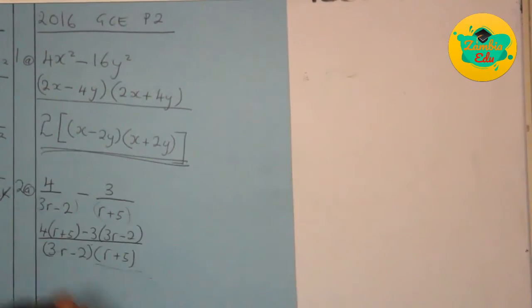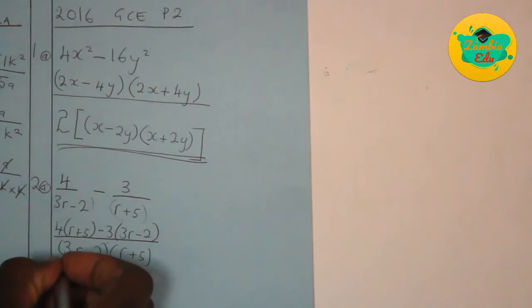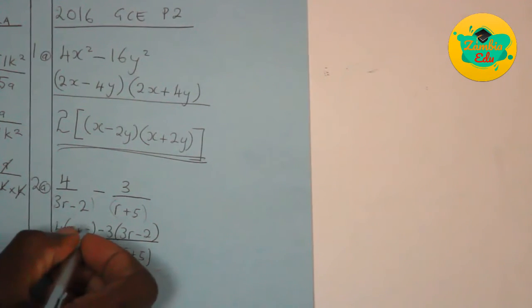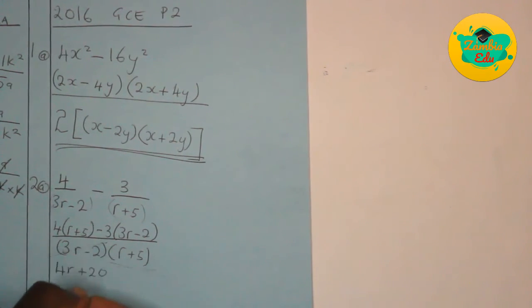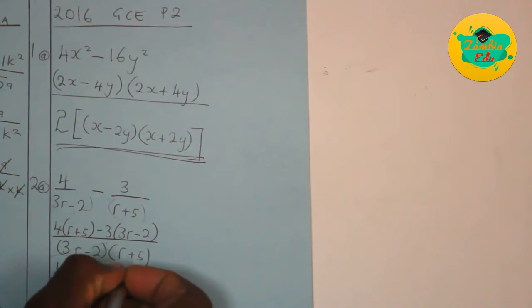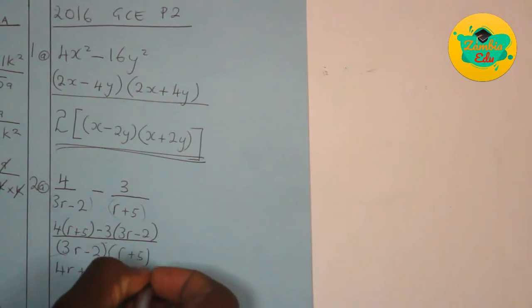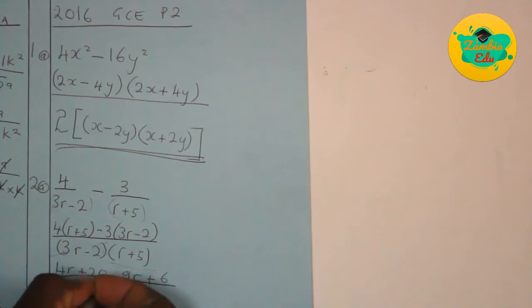4 multiplied by r, you get 4r. 4 times positive 5, there you get positive 20. Negative 3 times 3r, you get negative 9r. Negative 3 times negative 2, you get positive 6 over the entire common denominator being repeated there.